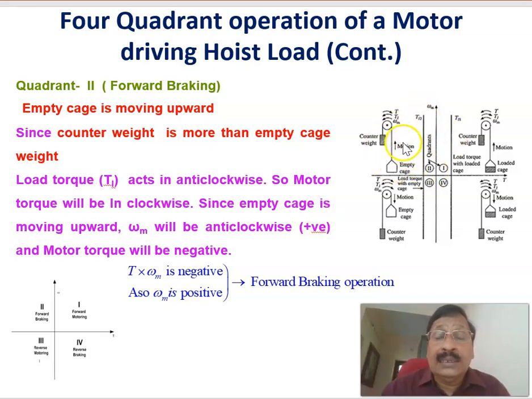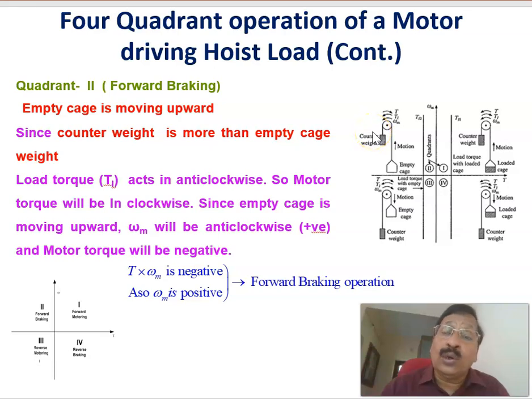This one here, the second quadrant of operation. Actually, the unloaded cage is moving upward. There are no persons or materials here. This unloaded cage is to be moved upward. As I told you, the counterweight is more than the unloaded cage. Therefore, we can say this weight is more than this one, which means the load torque will be in the opposite, anti-clockwise direction.